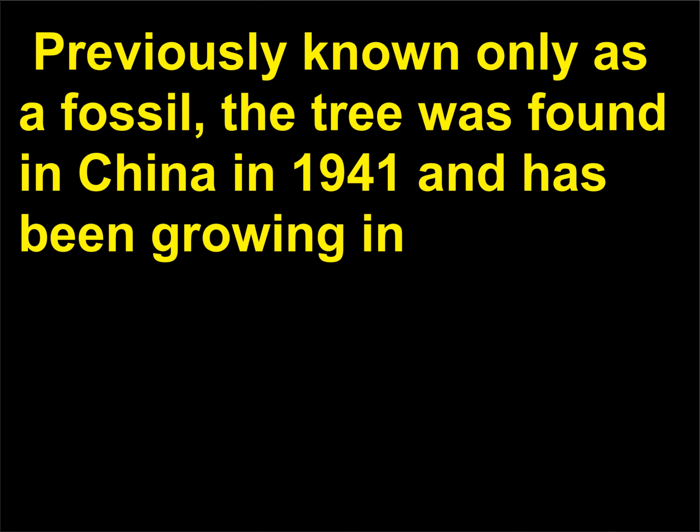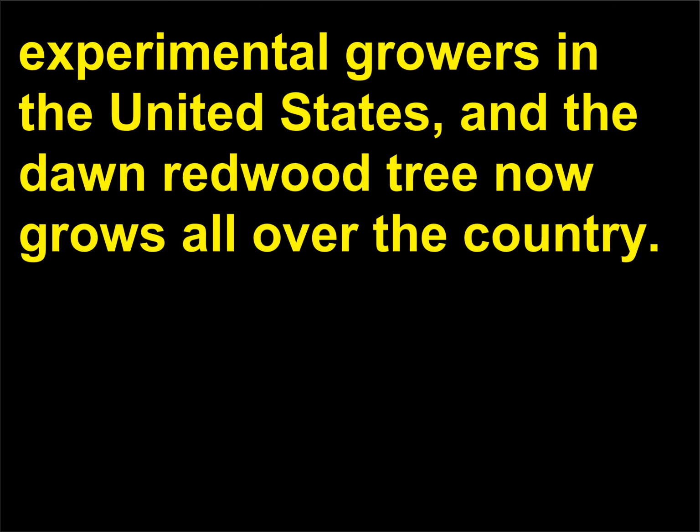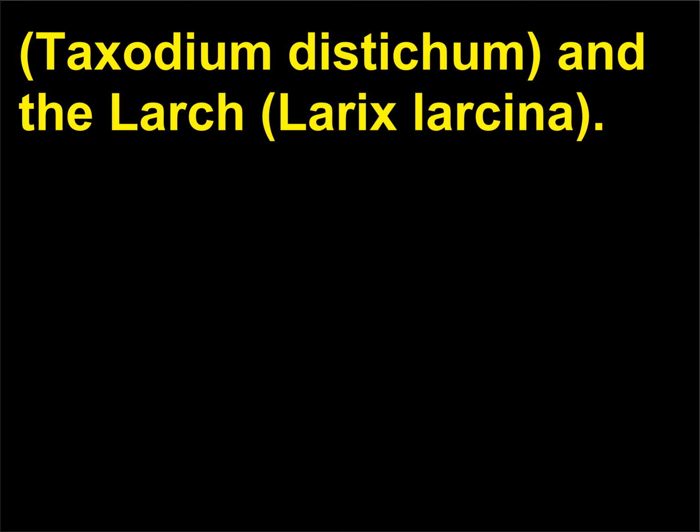Previously known only as a fossil, the tree was found in China in 1941 and has been growing in the United States since the 1940s. The U.S. Department of Agriculture distributed seeds to experimental growers in the United States, and the Dawn redwood tree now grows all over the country. The only native conifers that shed all of their leaves in the fall are the bald cypress, Taxodium distichum, and the larch, Larix laricina.